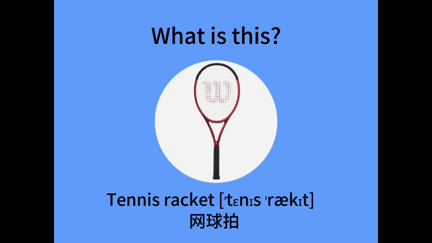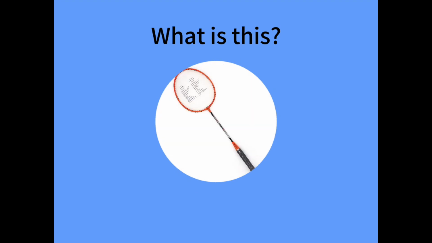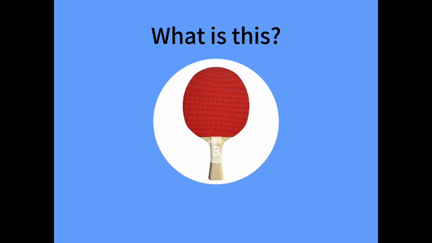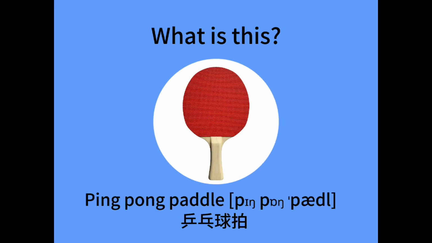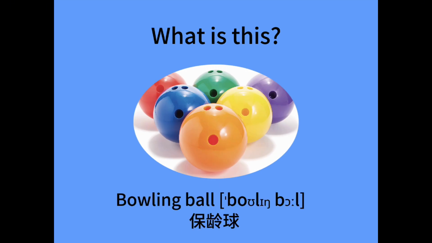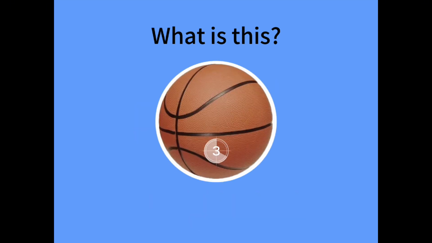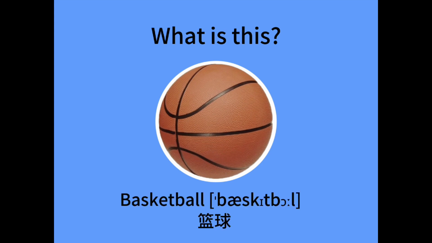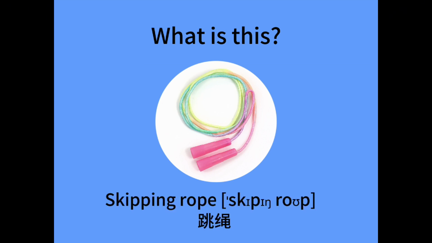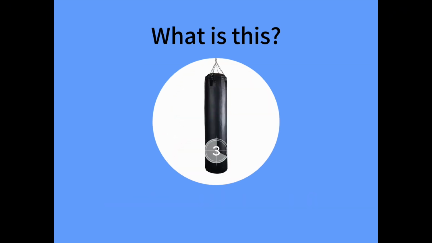What is this? Tennis racket. What is this? Badminton racket. What is this? Ping pong paddle. What is this? Bowling ball. What is this? Basketball. What is this? Skipping rope.